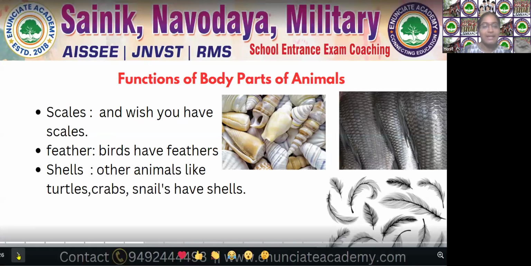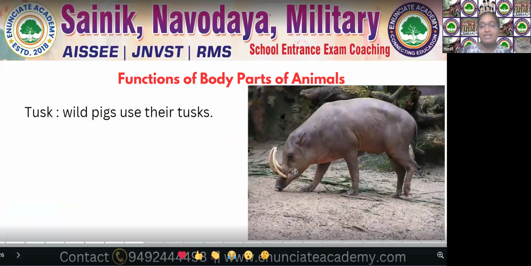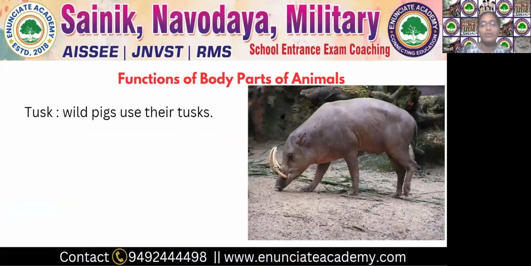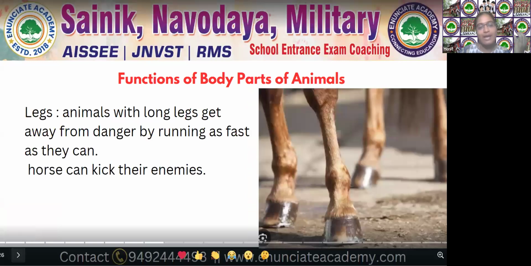Now we will learn another body part: tusks. These are the tusks. Wild pigs often use their tusks. Which animals have tusks? Wild pigs and elephants have tusks. They can defend themselves from enemy animals with their tusks. Children, this is one of the body parts of animals.